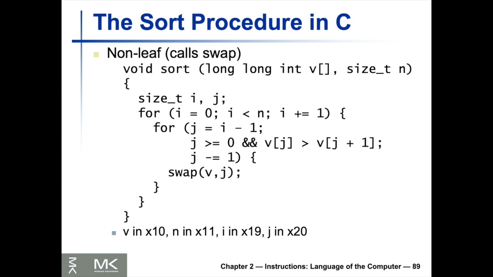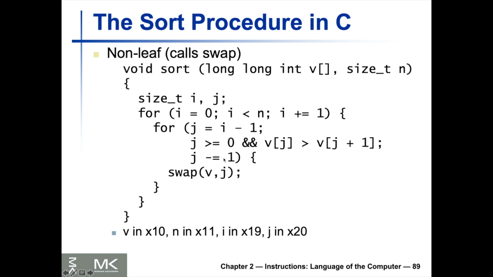Let's see a bigger one. So a non-leaf routine, which is a sort procedure in C. We are trying to sort an array. So we have for i equal to 0 and smaller than n, we go one by one. We have another counter, j, and we decrease it by 1 at every iteration. We're going to swap as long as j is greater than or equal to 0 and v of j is greater than v of j plus 1, right? We need to swap it because we're trying to sort that.